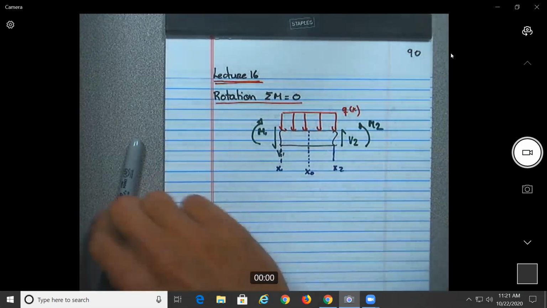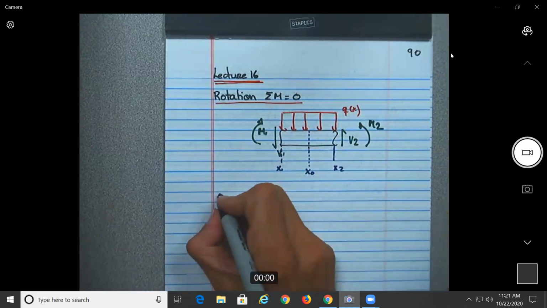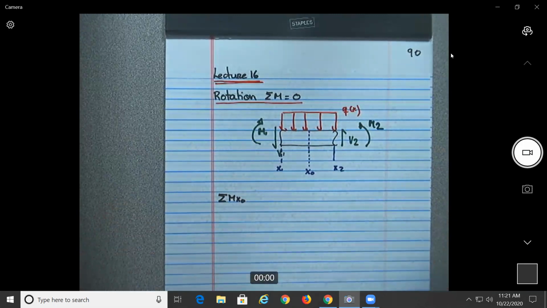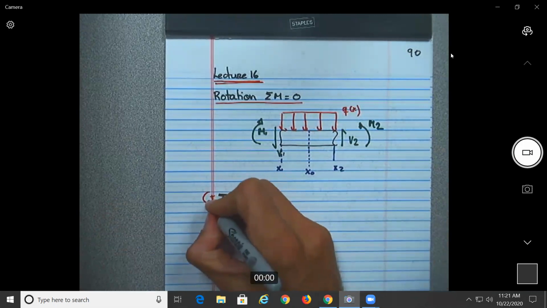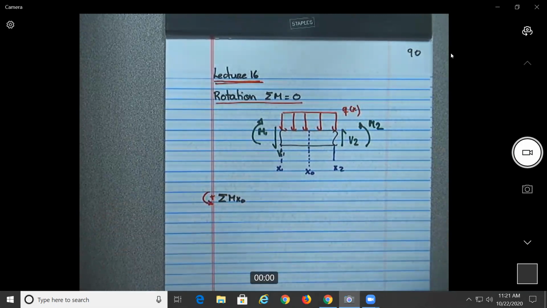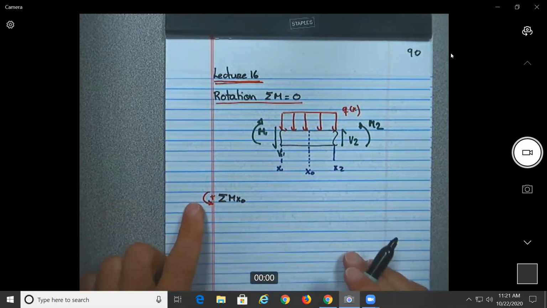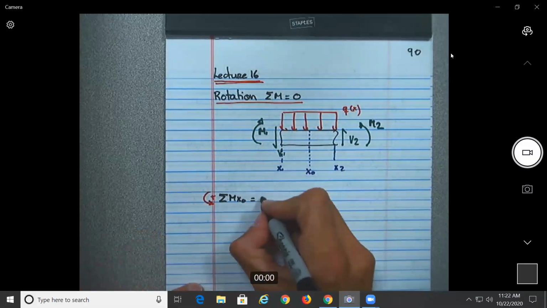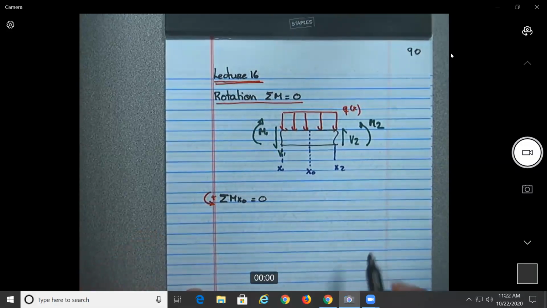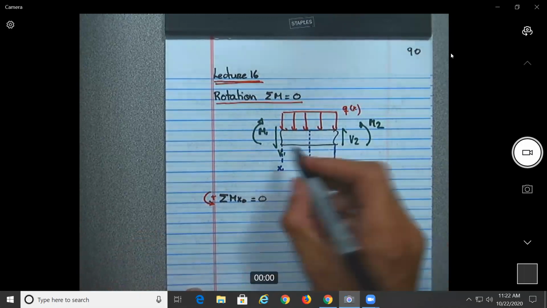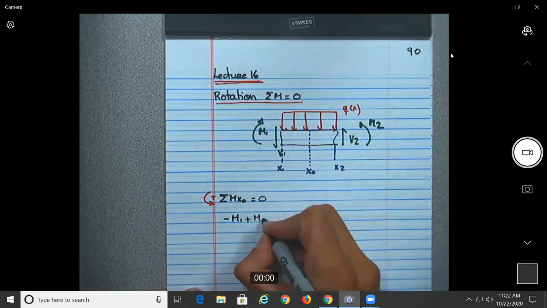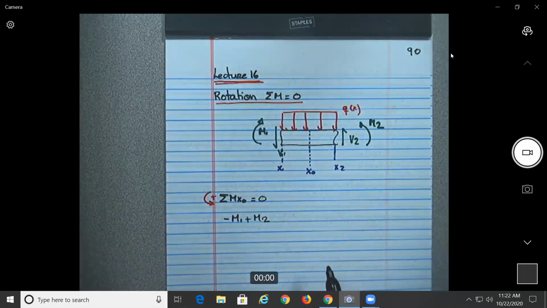Okay, so if we take moments about the center line, and we assume the moments to be positive counterclockwise, this is the normal sign convention. If you want to change it, you can, but you need to let me know. If you don't put anything, I'm always going to assume the normal sign convention for the moments, okay? Equal to 0. So over here, what do we have? Minus M1, because it goes clockwise, plus M2.